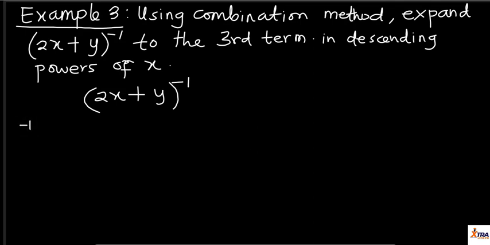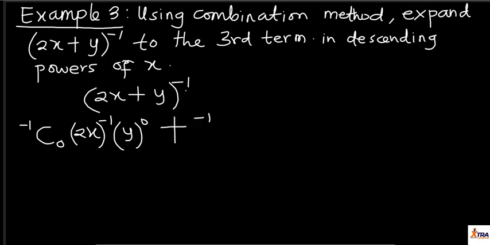So we have minus 1, combination 0. Then we have our 2x, the first value, taking all of the power, which is minus 1, and then the second value taking 0. So I'm still going through the same process. This is the total power, we take it there. The next thing, we know from minus 1 combination 0, we can move towards minus 1 combination 1.